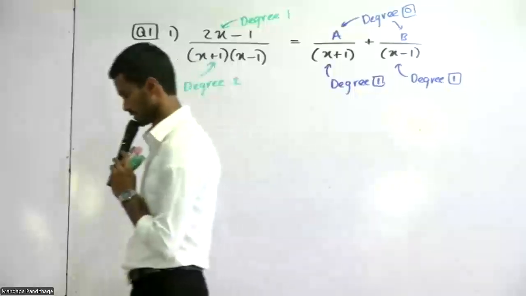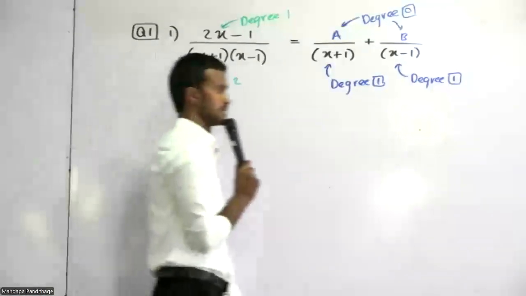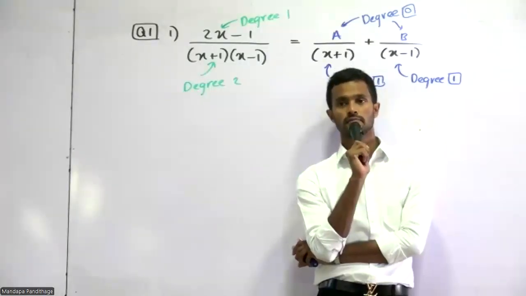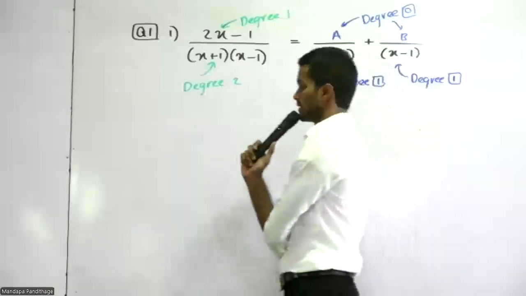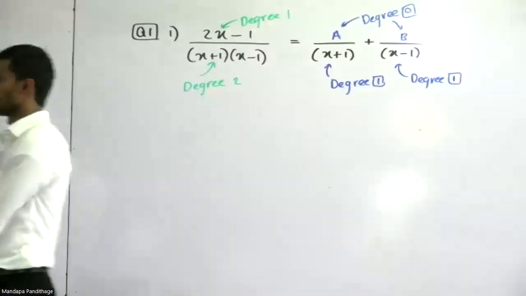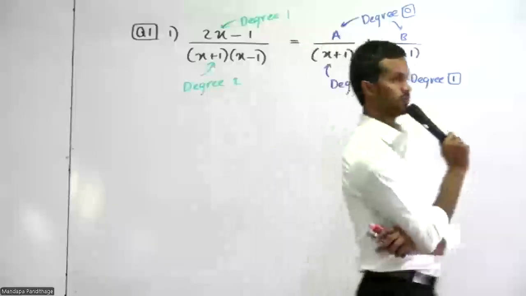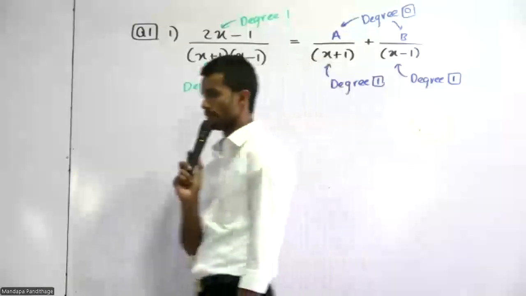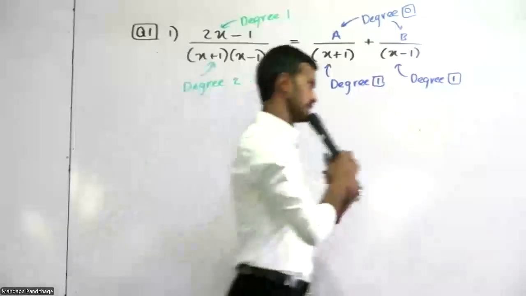Second step: partial fractions should be written by taking each factor of the denominator as the denominator of the fraction. Okay, step number 3.